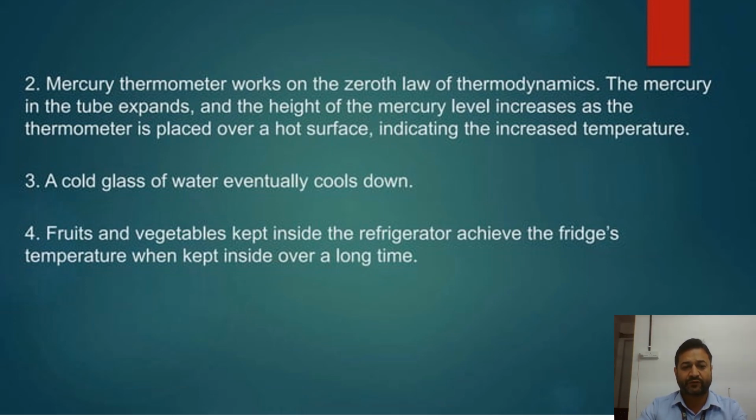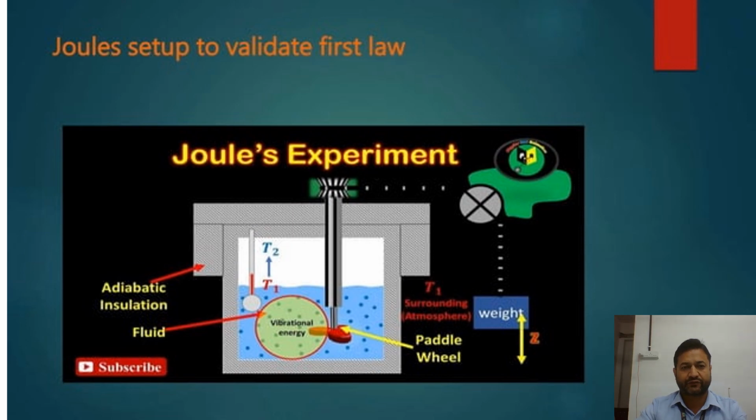Automatically, at one point the thermal equilibrium will be attained, and at that point the temperature of the vegetables and fruit will be the same as your refrigerator temperature. Is it clear? So these were the daily life examples of your zeroth law. It is again a highly conceptual or theoretical law that we will be using.